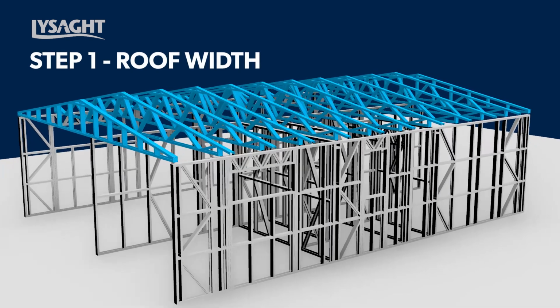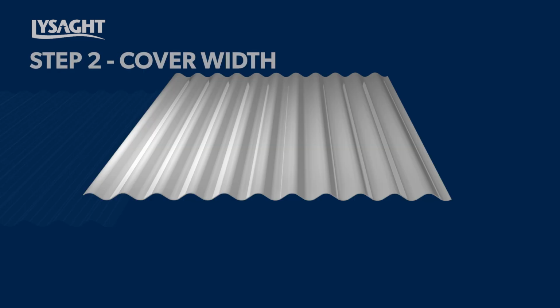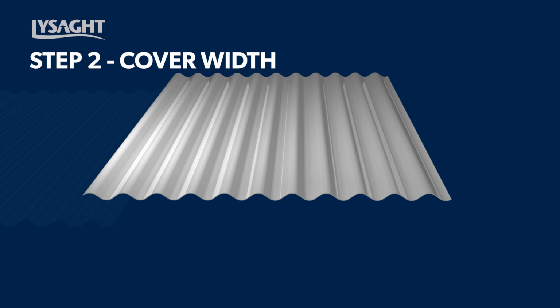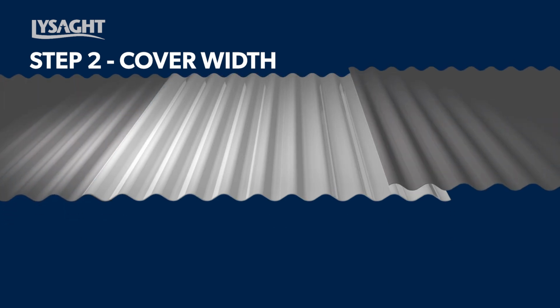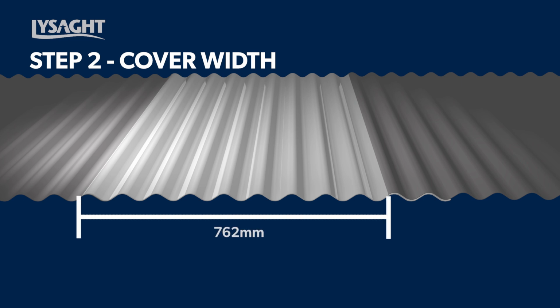Step 1. Let's consider a roof section that is 7 meters or 7,000 millimeters across. Step 2. While custom orb has a sheet width of 838 millimeters, during installation, adjacent sheets are overlapped at the sides by no less than 1.5 corrugations. This results in each custom orb sheet having a maximum effective cover width of 762 millimeters.